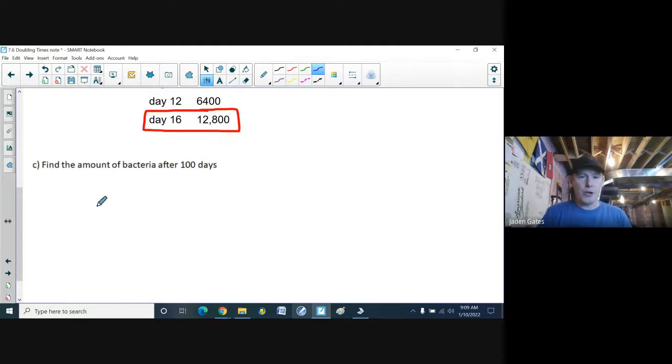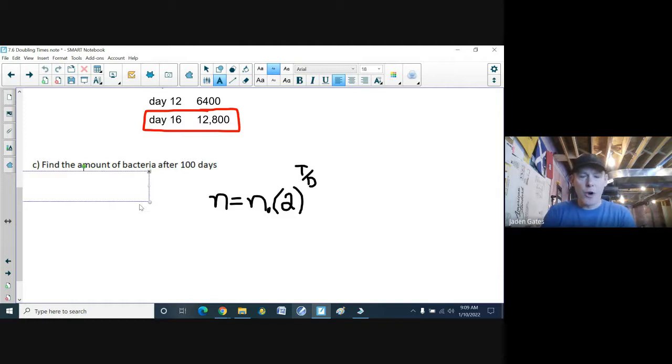So here's what I'm going to do. I'm going to use my other formula that we had. N is equal to N naught times 2, because we're talking about doubling times, to the power of T over D. Now, my N, I don't know how many bacteria I'm going to have after 100 days. But I do know my N naught. And that is, we start off with 800 of them. Time that's gone by is 100 days. And they have a doubling time of 4 days.